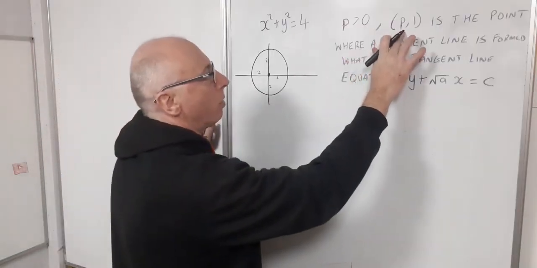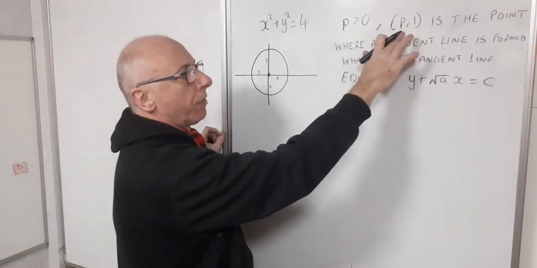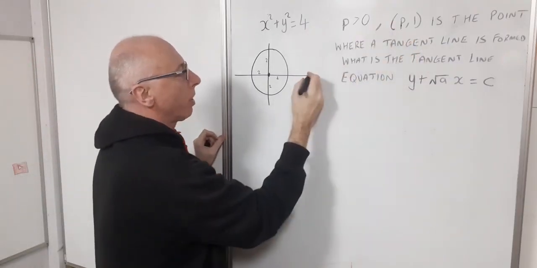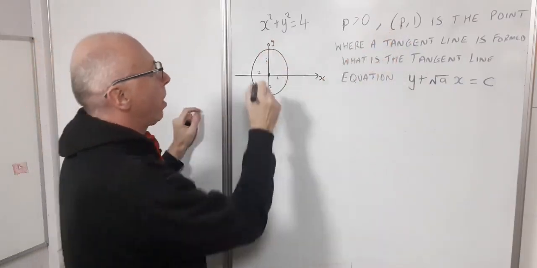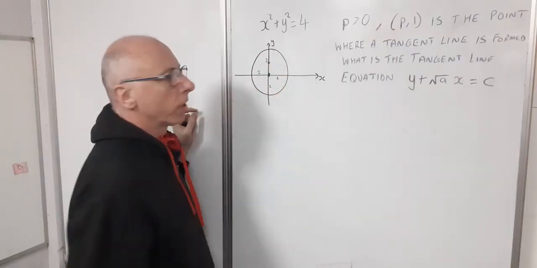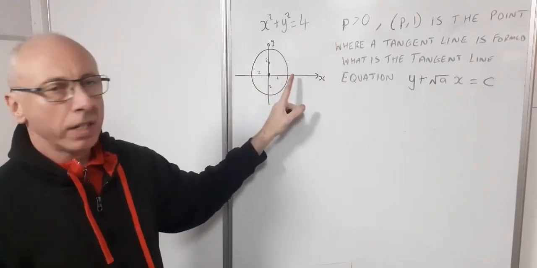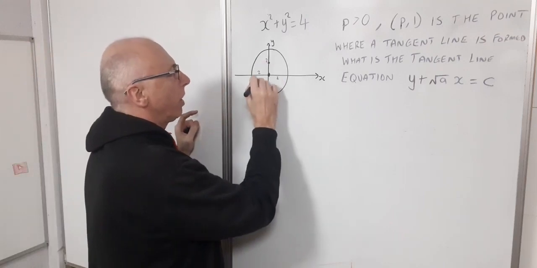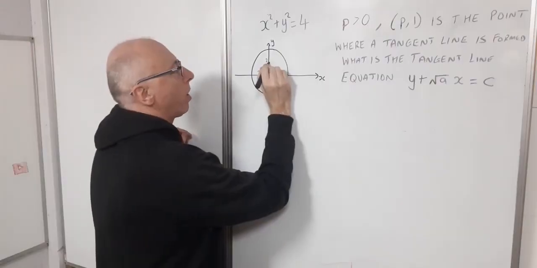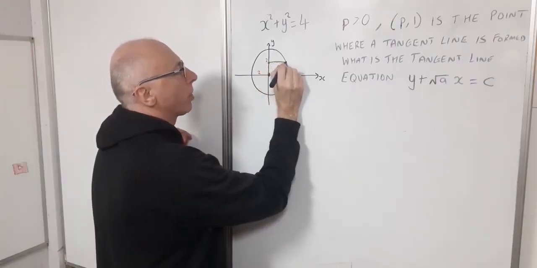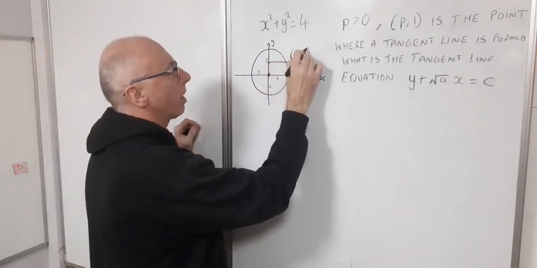Now we've got a point p, 1 where a tangent line is formed. So p we don't know, all we know is that p is greater than 0. Now p is in reference to our x coordinate. So this is our x coordinates, this is our y coordinates. The y value will be 1, that we can see. And p, which is greater than 0, is going to be on this side. So it has to be in this quadrant. It can't be here, here or here. So if y is 1, it will come along here, touch the circle there. That'll be our p, 1.